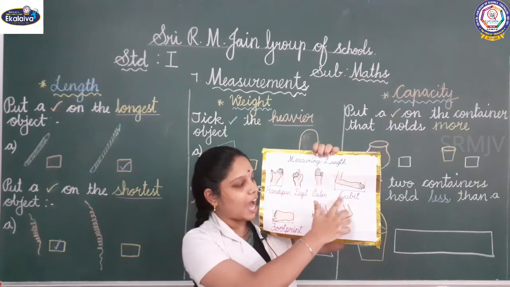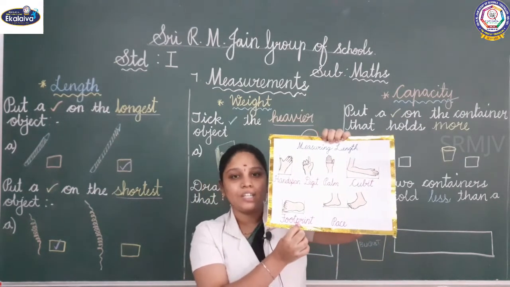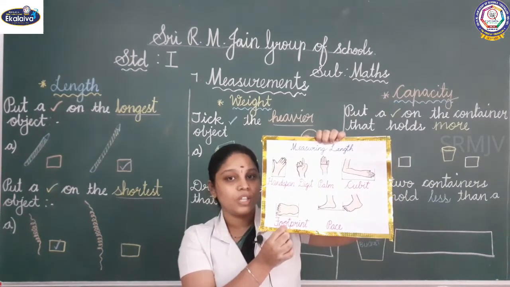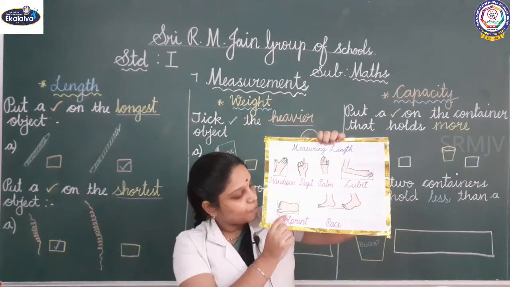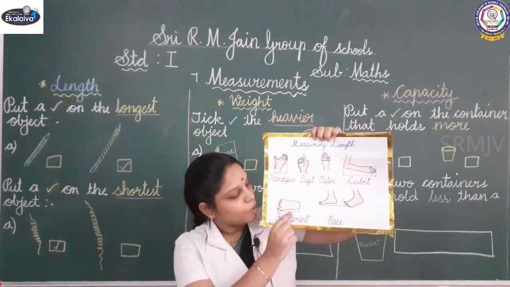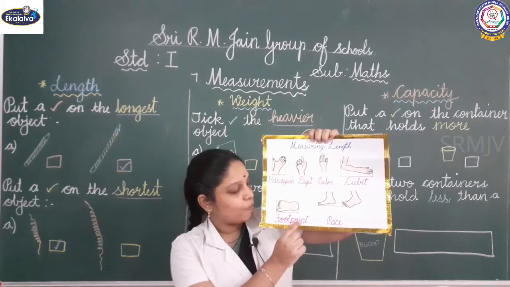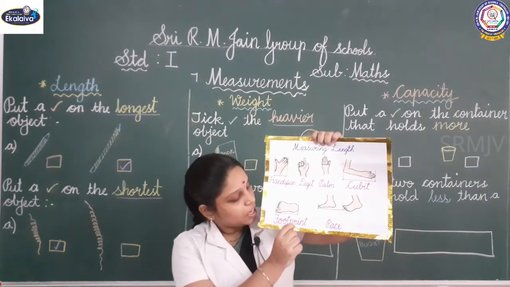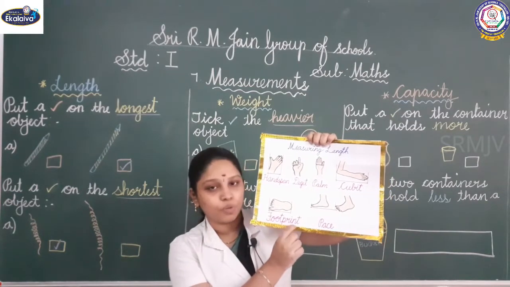Okay, not only the hand, we also use our leg to measure the length. We measure the length of the room with the leg. This is the footprint, the bottom of the foot. Okay, the bottom of the leg. This is the footprint. We can calculate the length of the room with the footprint.